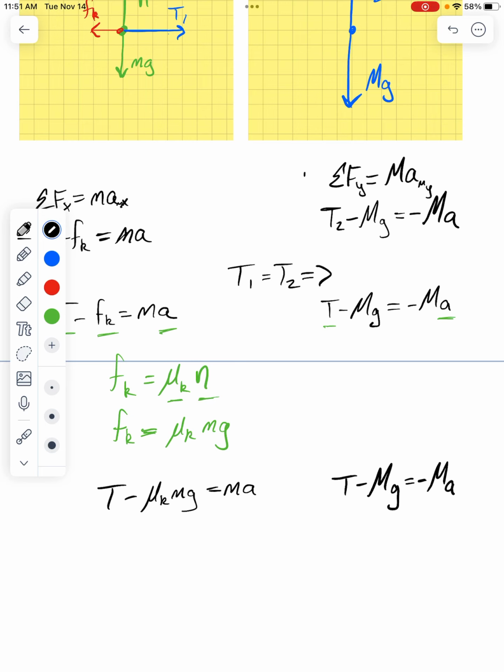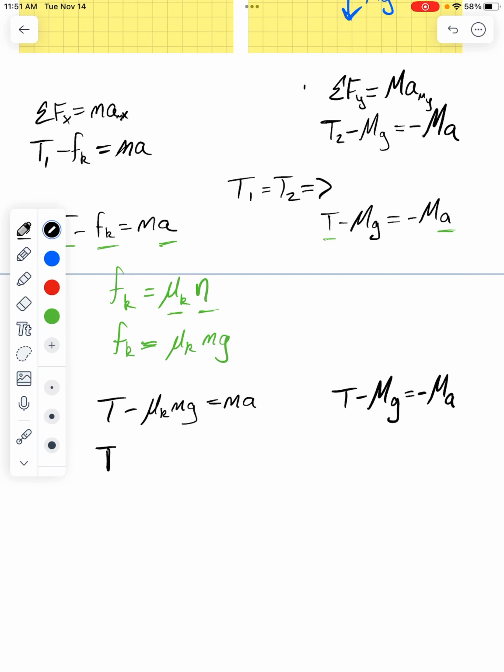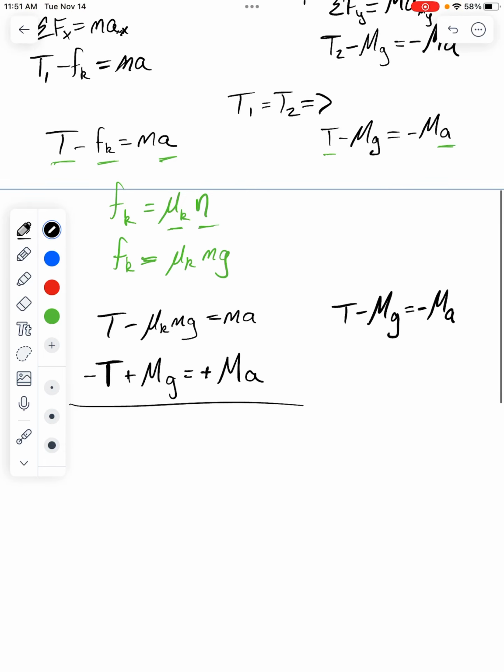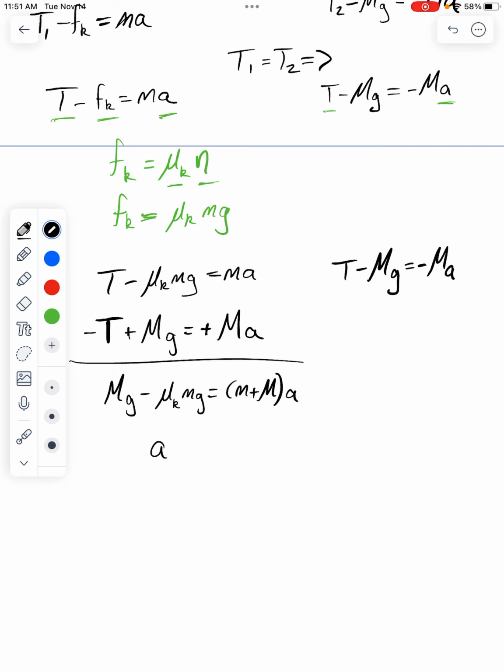Similar to before, we're going to solve for this by subtracting. You can always substitute, right? But I subtract, I eliminate. And so when we add these equations together, we get big Mg minus mu k little mg is equal to little m plus big M times A. And then we solve for a by dividing. And so we still have a g hanging out. We have big M minus mu k little m, divided by little m plus big M.